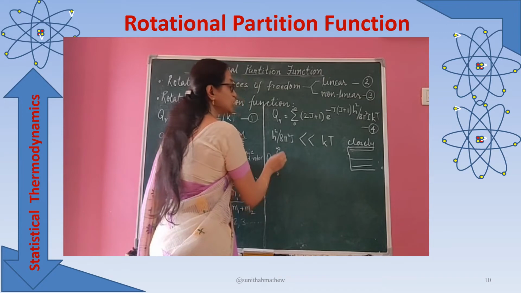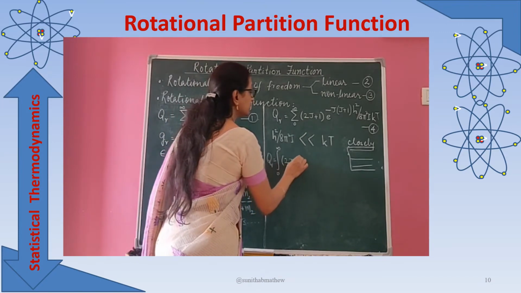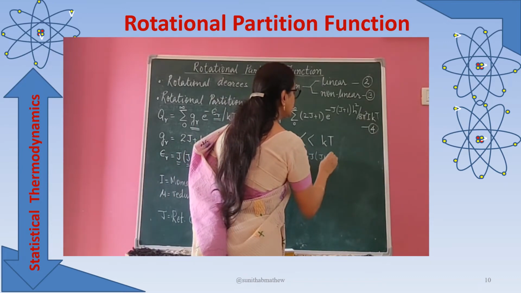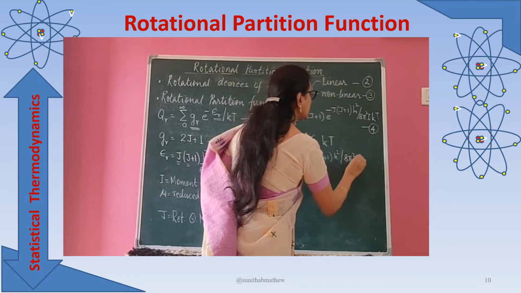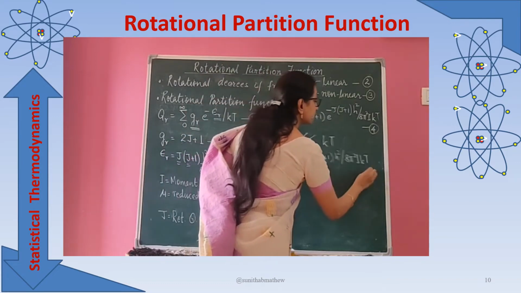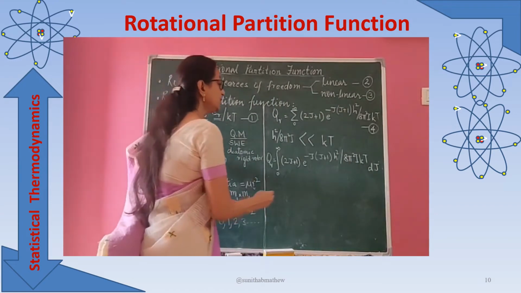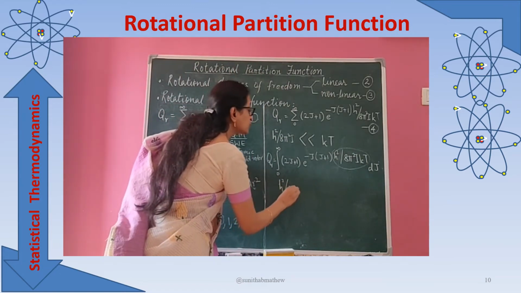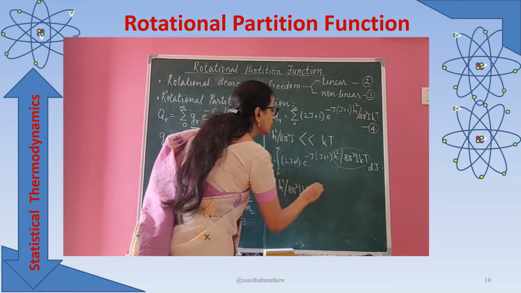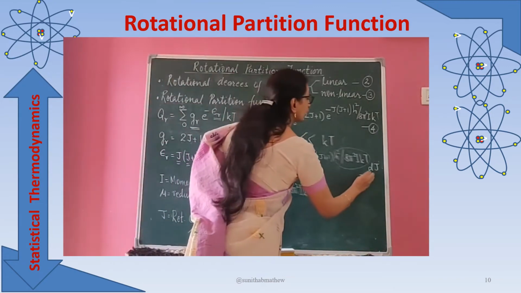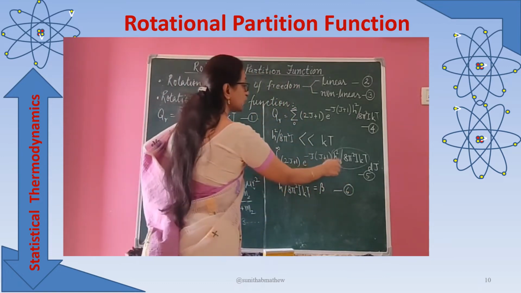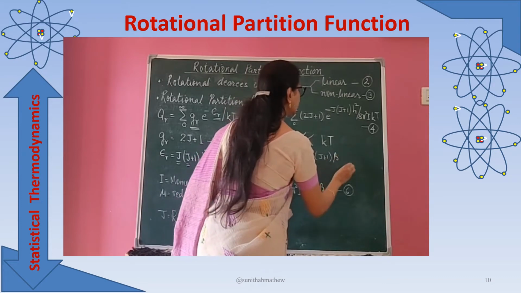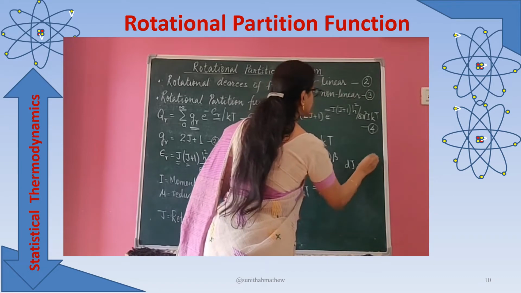So QR is equal to integration 0 to infinity 2j plus 1 e to the power minus j into j plus 1 h square upon 8 pi square I kT, and here the integration is with respect to j, so we'll write dj. Here again we have these as constant for a given molecule, so this will be h square upon 8 pi square I kT. We can replace it by a single constant, let's say beta. This is equation 5, this is equation 6. We will substitute for this beta. So what we will get here is 2j plus 1 e to the power minus beta j into j plus 1 dj. Let this be equation number 7.